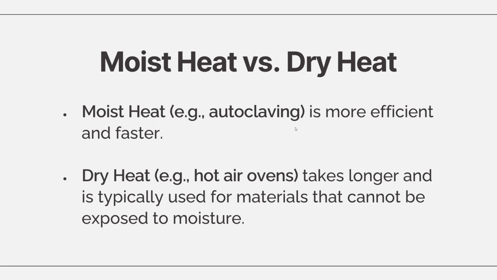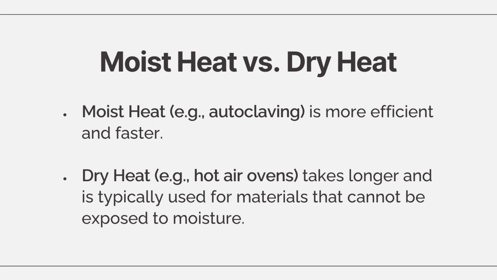All right, so there's moist heat versus dry heat. Moist heat sterilization, like autoclaving, uses steam under pressure to rapidly transfer heat to instruments. Because steam transfers heat more efficiently than dry air, it requires lower temperatures and shorter exposure times to achieve sterilization. This makes it the preferred method for most heat and moisture tolerant medical devices. Meanwhile, dry heat sterilization, such as hot air ovens, uses hot air to sterilize items. Since air is a pretty poor conductor of heat compared to steam, dry heat requires higher temperatures and longer exposure times to effectively kill microorganisms.